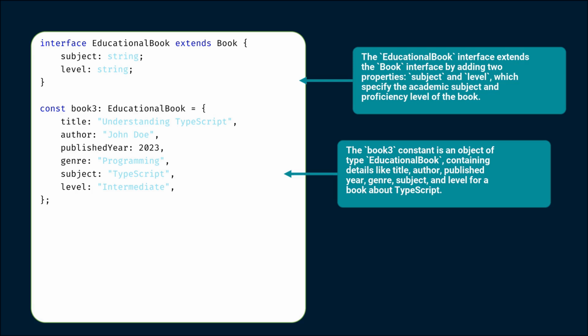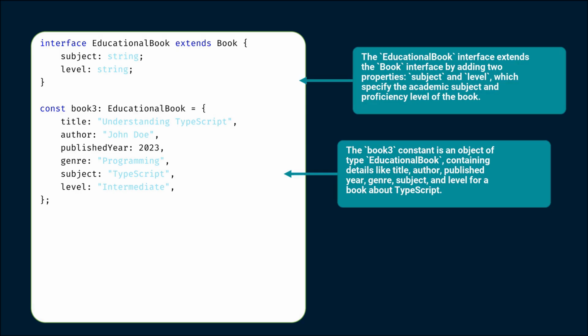Next, we will implement this new EducationalBook interface by creating an object named Book 3. This object conforms to both the Book interface and the newly defined EducationalBook interface. It includes all the required properties from Book such as title, author, published year, and genre, while also featuring the new properties subject and level, which enrich its definition.